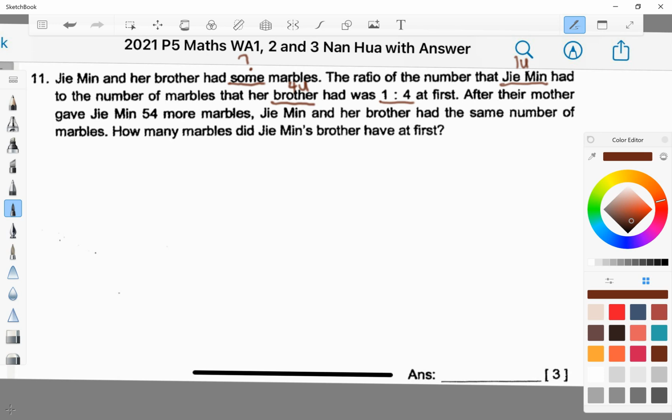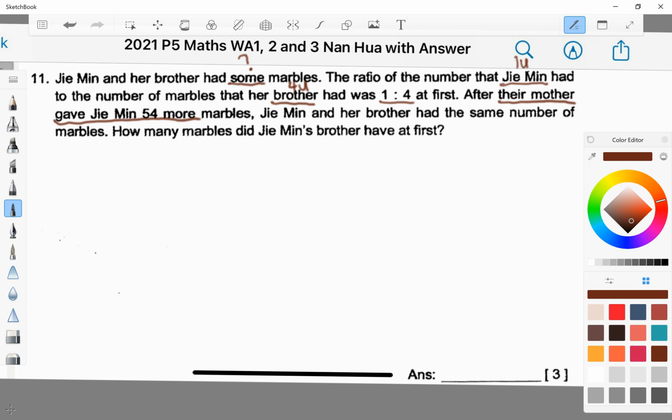After their mother gave Jie-min 54 more. So the key phrase is over here. Their mother gave Jie-min 54 more. Notice that their mom just gave one person, just gave one character 54 more marbles. So this question will be very different if it's Jie-min giving her brother, if it's her brother giving Jie-min, or Jie-min's mother giving both children, which means they're giving Jie-min and her brother 54 marbles. And that will change the dynamics of the question.